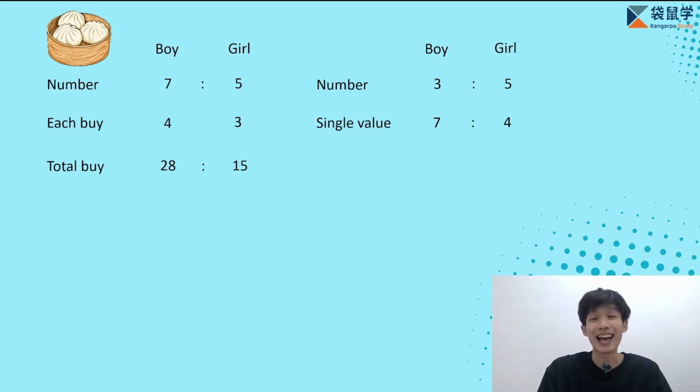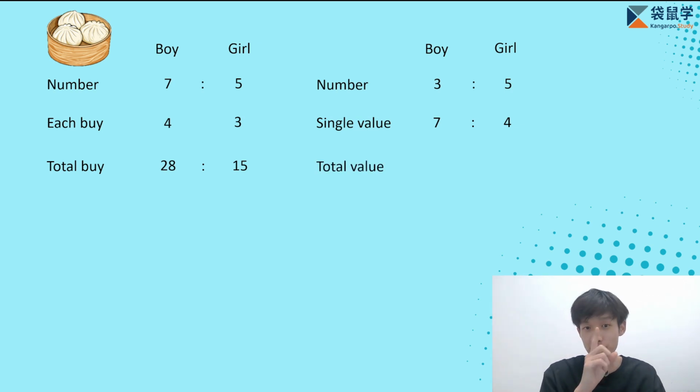We could call it the single value ratio, because it is how many pouches each boy can buy and how many each girl can buy. So in that case, take a guess. What should be the total value ratio? You may guess it should be 3 times 7 to give us 21, to 5 times 4 to give us 20. 21 to 20. But how can we prove it is truly this way? Let's try to prove this.